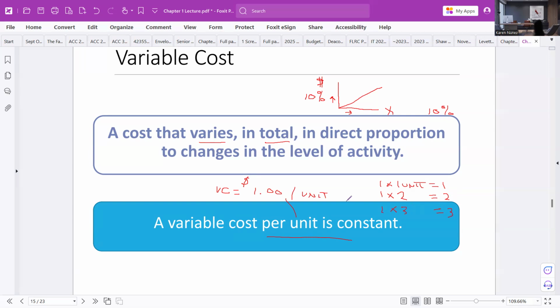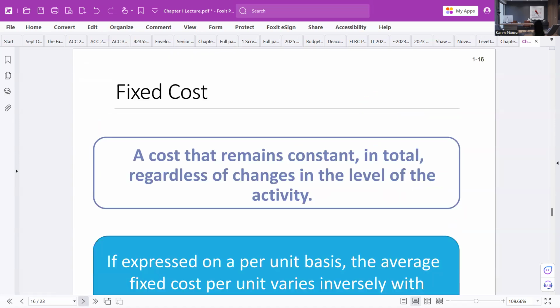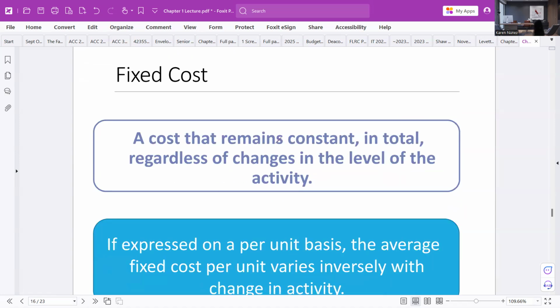The total varies directly and proportionally with the activity, right? So the total is varying directly and proportionally with the activity. But the per unit is constant. It's $1 per unit. Every time you sell another unit, you've got variable costs that are only $1 per unit. But the total is going to vary directly and proportionally with the activity. That's a variable cost.